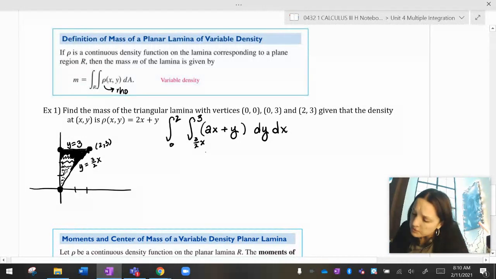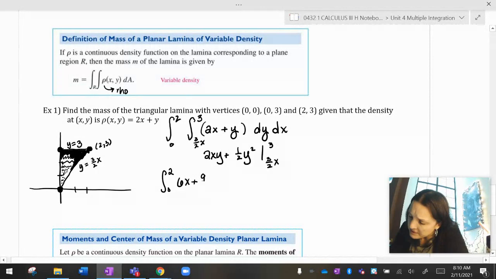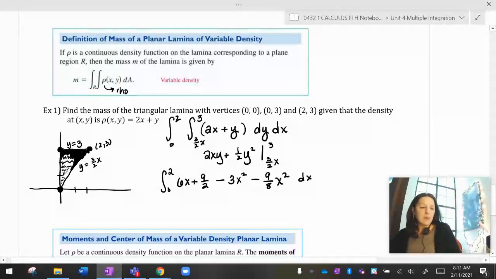So I'm going to evaluate this with respect to y, 2xy plus 1 half y squared from 3 halves x to 3. The integral from 0 to 2 of, let's see, that would be 6x plus 9 halves minus, all right, if I put 3 halves x in for y, that's going to be 3x squared. And if I put 3 halves x in for y and then square it, that's 9/8 x squared. And then I'm evaluating that with respect to x.